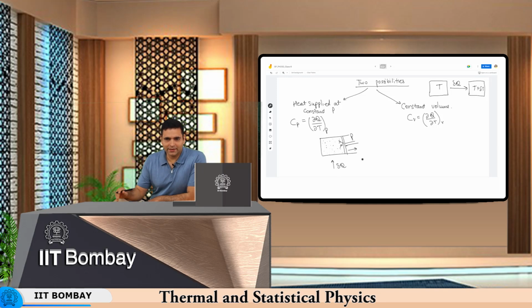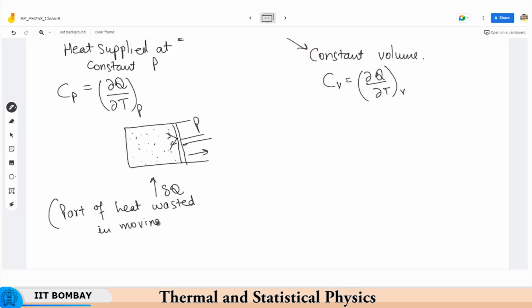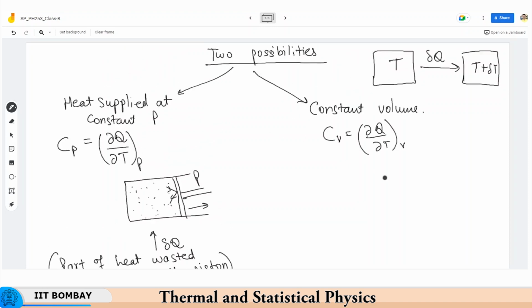So in this case maybe I can write: part of heat wasted in moving the piston, which is attached to a load which is creating some pressure P. So here P is fixed, so this is P fixed.